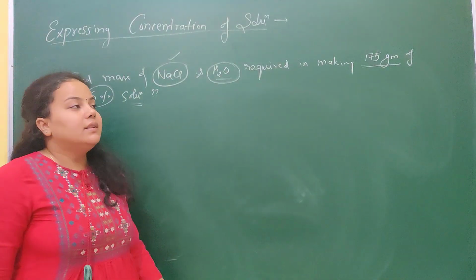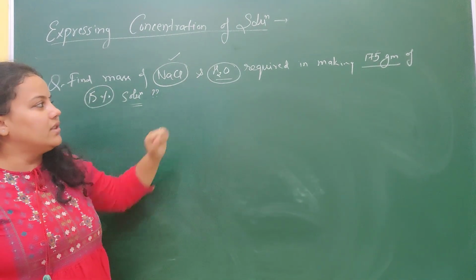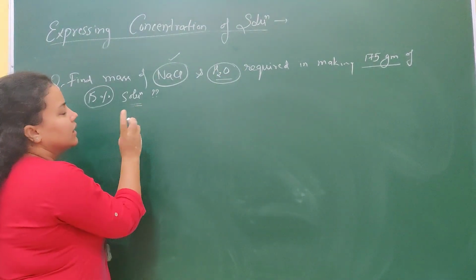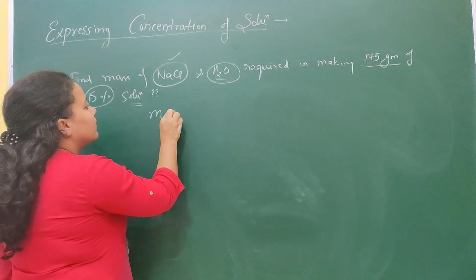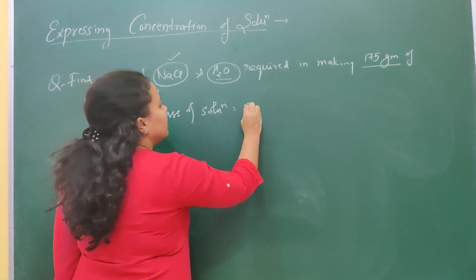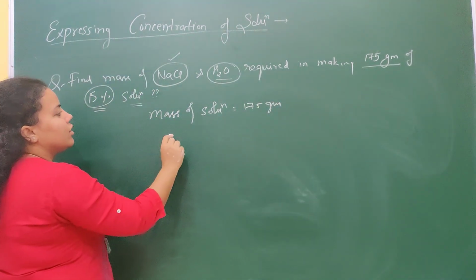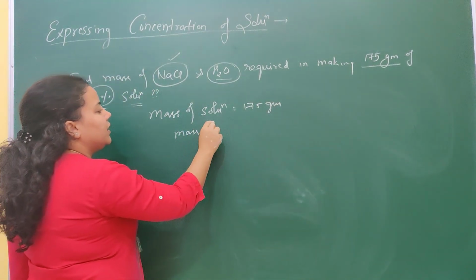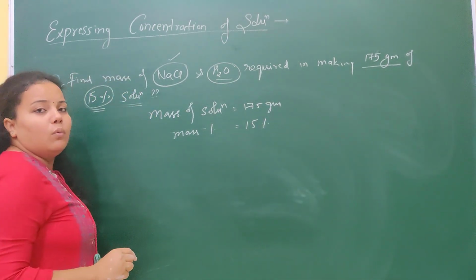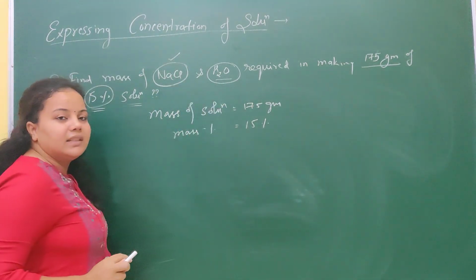Okay? Now this question asks you the mass of NaCl and H2O required in making 175 gram of solution. So the mass of solution they have given us is 175 grams, and mass percent is how much? 15%. So mass percent is 15%. Now what we need to calculate is the mass of NaCl and H2O.